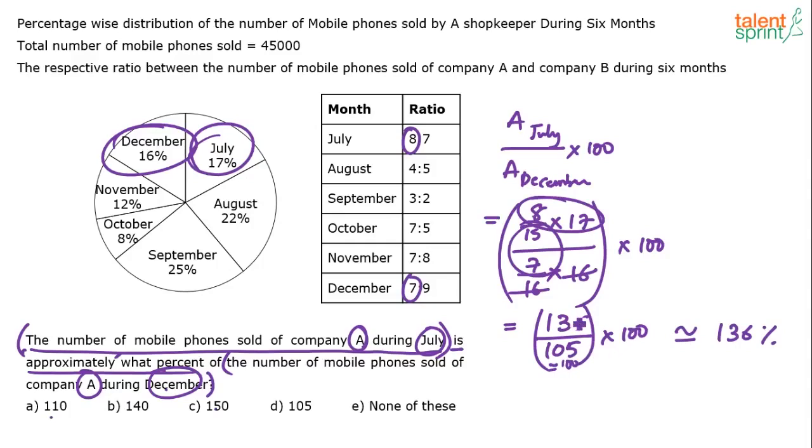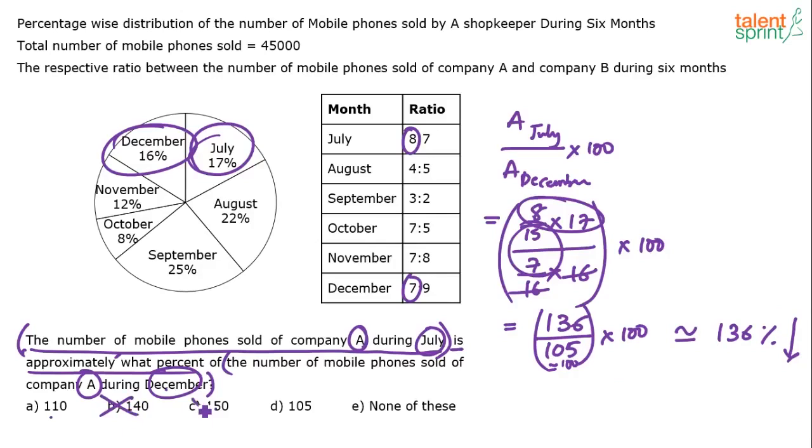So 100 and 100 gets cancelled, we'll get 136%. But the actual denominator is more. The actual denominator is 105. If the actual denominator is more, the actual value should be less. When the actual denominator is more, the actual value has to be less. It should be less than 136%.